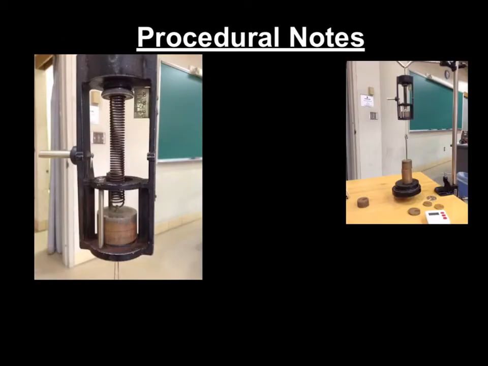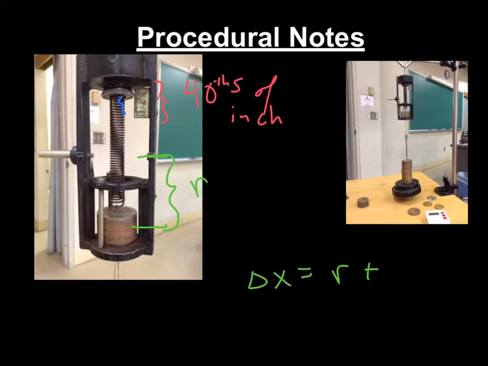A couple notes on the apparatus. This scale is in 40ths of an inch, and that is a horrible unit, so we have to convert this. The second thing to note is that the delta x that you're going to be making your graph on is this distance, which is your radius, that goes to the center line here to this line. This is your radius, plus however much this spring is stretched right here. So in your equation, your delta x when you graph is going to be equal to r plus, I'll just use this little delta x, but that is indicated by how far this is stretched over here.